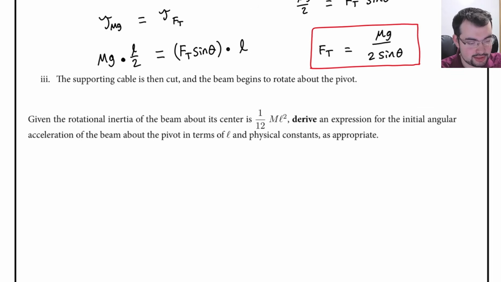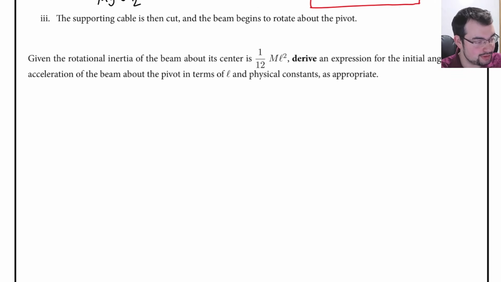So now we're on to the second part, which says the supporting cable is then cut, and the beam begins to rotate about the pivot. Given the rotational inertia of the beam about its center is 1/12 mL squared, derive an expression for the initial angular acceleration of the beam about the pivot in terms of L and physical constants. So actually only L should be our letter that's not a constant.